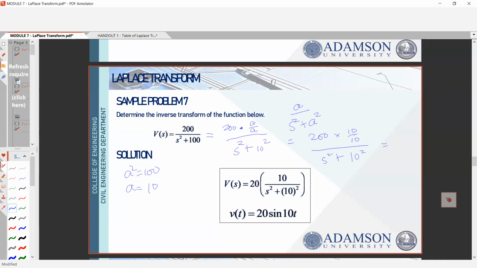Okay? So hiwalay natin, iwan natin yung numerator, ipasok natin yung denominator dito. Okay, punta mo siya dito yung denominator, iwan mo yung numerator, okay? So therefore, it is equivalent to 20 times 10 over s squared plus 10 squared, okay? Naiwan 200 over 10 is 20, then naiwan yung numerator na 10. Okay, therefore, ito recognizable na natin to, this one is equivalent to sine of alpha t, which is alpha natin is 10. Okay, therefore, the answer is 20 sine of 10t. Okay?